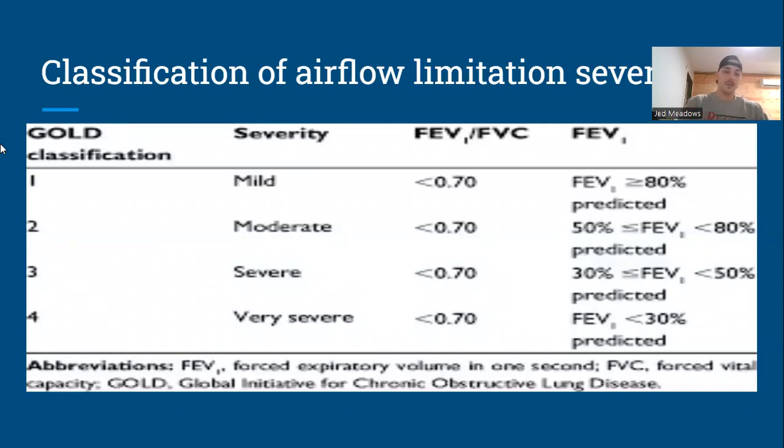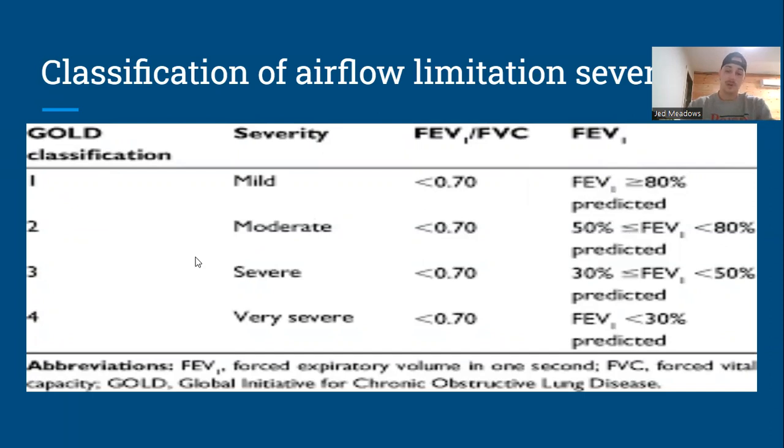Now, I know it's a little blurry, but this is the GOLD classification of airflow limitation. You've got the severities, you've got their values in FEV1/FVC, and then you've got their FEV1. Class one would be mild, and the FEV1/FVC is the same across classes, so I won't go over those. It's all less than 0.7. And then your FEV1: with mild, FEV1 is greater than or equal to 80% predicted.